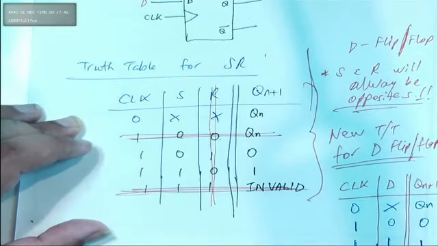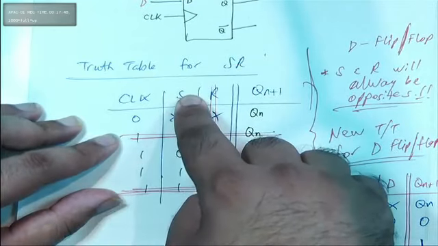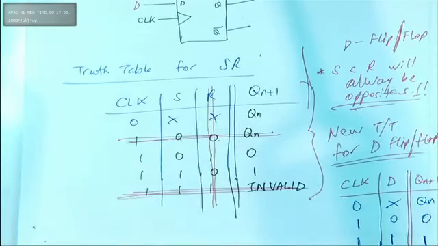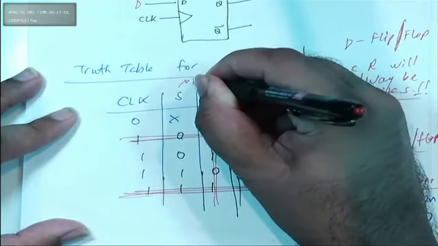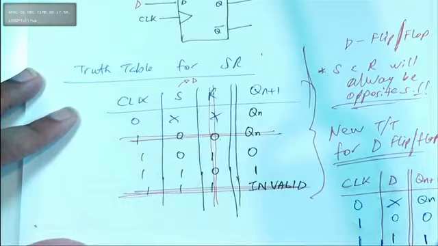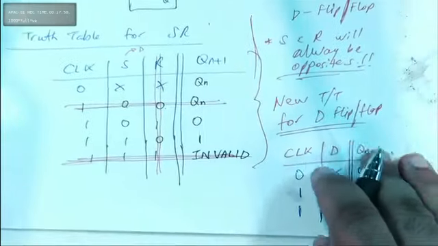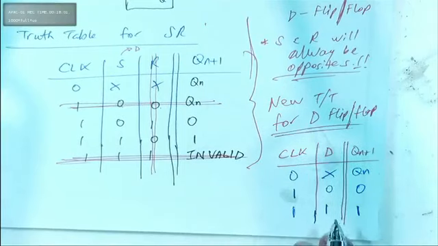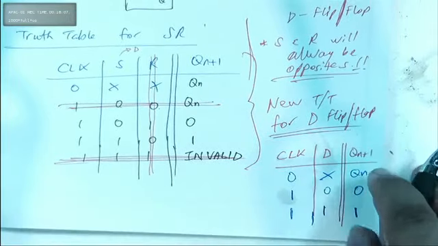This is just a copy of our SR flip-flop truth table. These two lines get cancelled out, and our R gets cancelled out. That becomes the new D. That becomes the new D. This will now become the new D. Okay? So, we now have a new truth table which is reduced. So, we have clock, we have D, and we have Q star. That's our new truth table. Right? Okay.